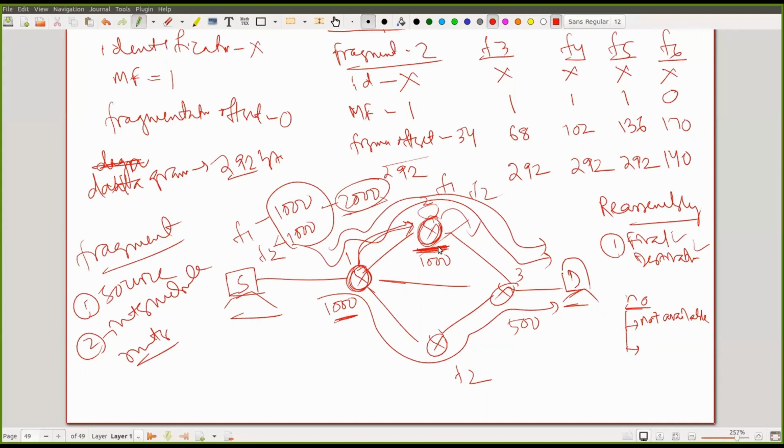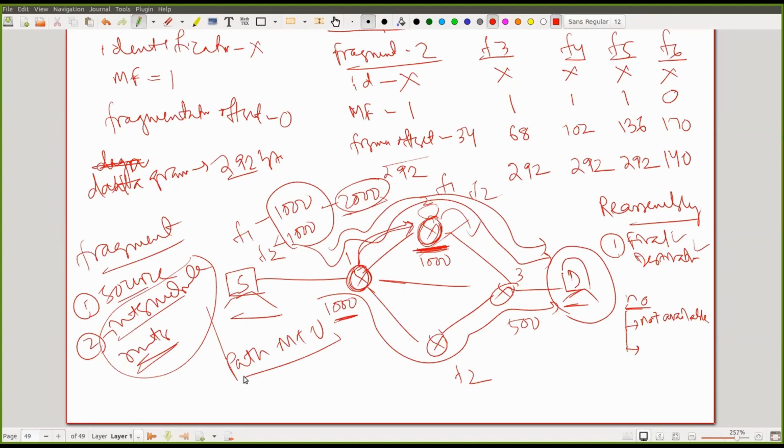So that's right. The reassembly process never happens at the router end. It only happens at the destination end. Understood? So reassembly only happens at the final destination, whereas fragmentation may happen at the source end, or it may happen at the intermediate router end. But if I want to avoid the fragmentation at the intermediate router end, then I have to take the help of discovering the path MTU. Discovering the bottleneck MTU of the path is called the path MTU. That technique or methodology is called path MTU discovery.